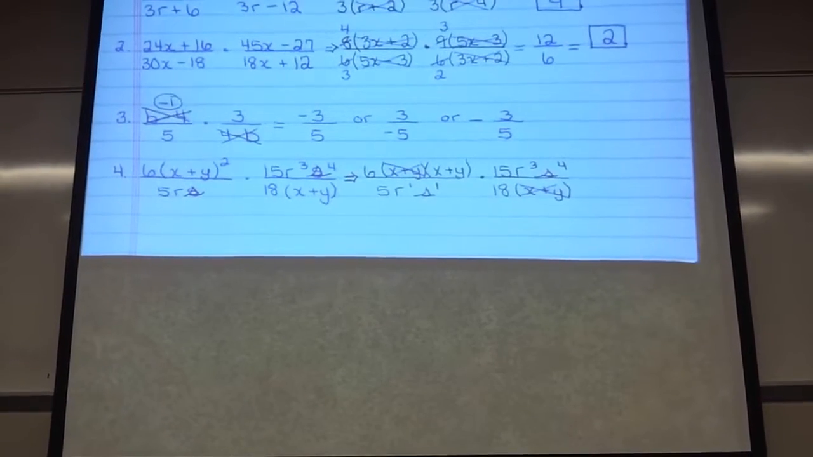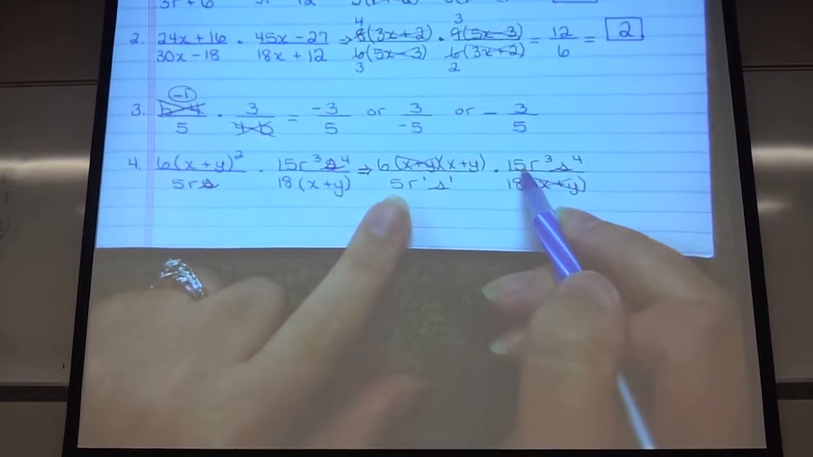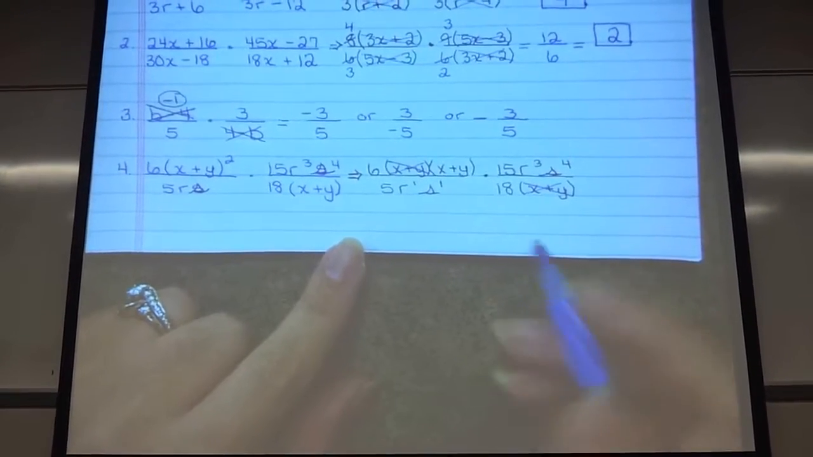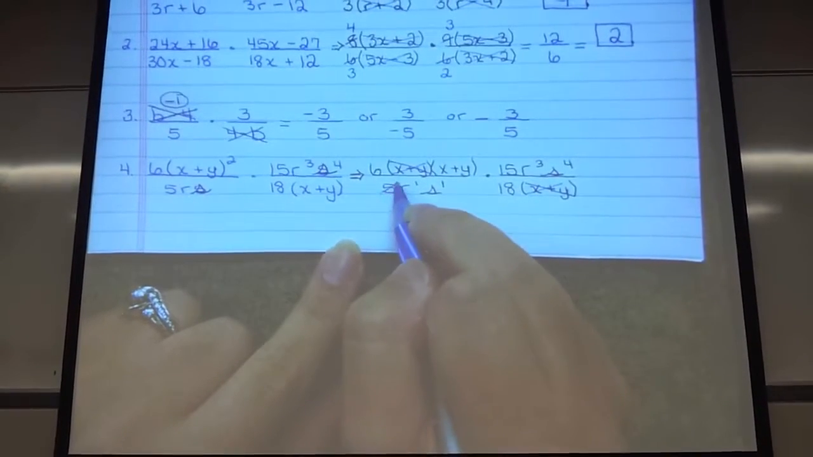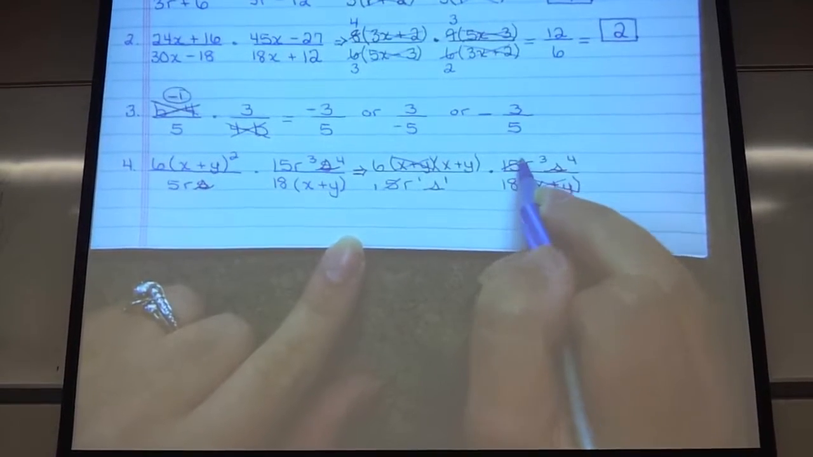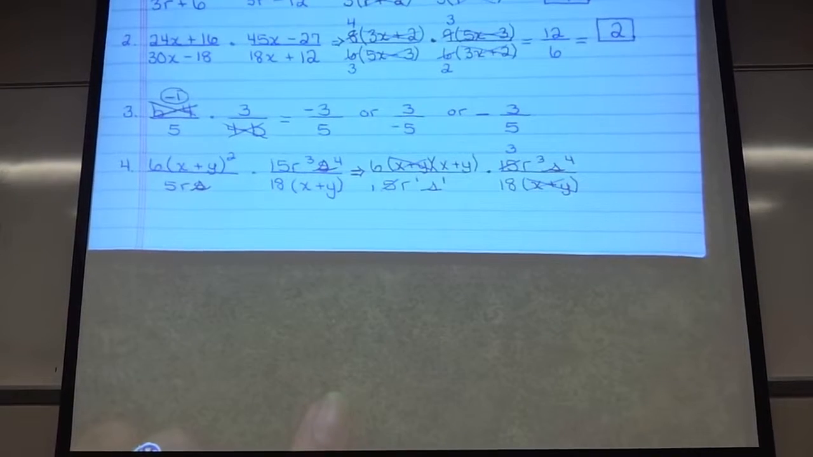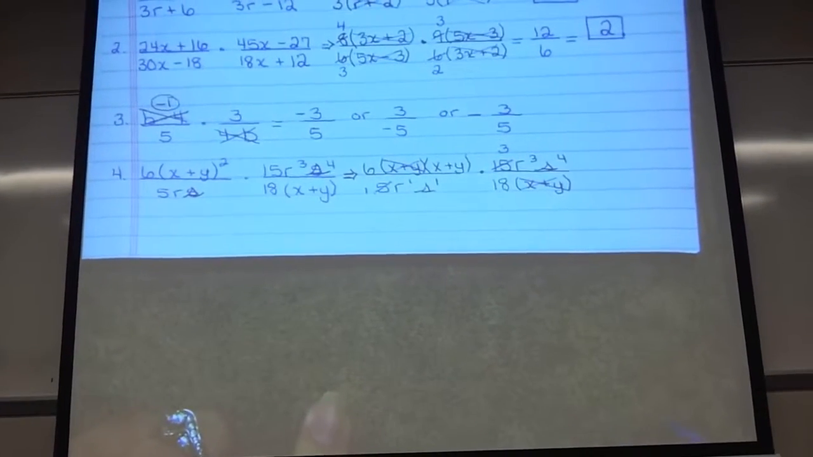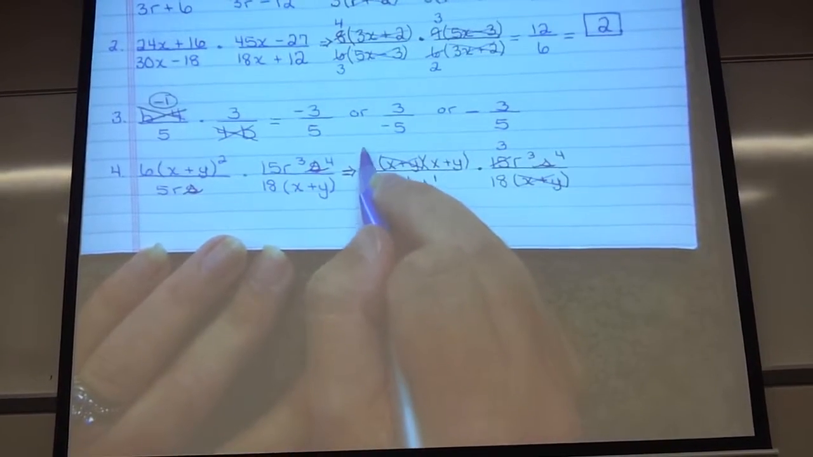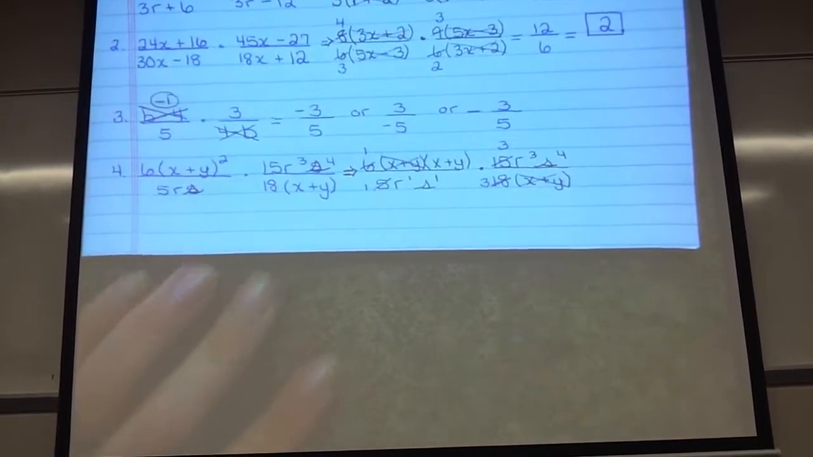If we look at just our numbers, we could do some cross-canceling. If we look at the 5 and 15, what number could go into both? 5. I know what you meant. 5 goes into 5 once. 5 goes into 15, 3. Then if you look at your 6 and 18, what number could go into both? 6. 6 goes into 6 once. 6 goes into 18, 3.